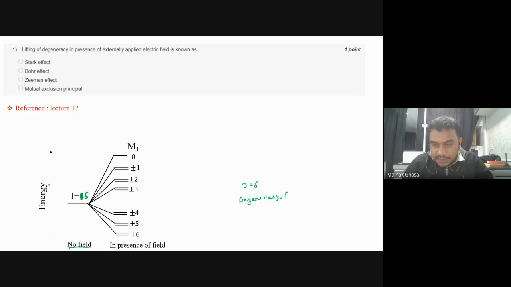For the J equals 6 state, the degeneracy will be 2J plus 1. You know this? 2J plus 1. For J equals 6, it will be 2 into 6 plus 1. So how many states? 13 states.